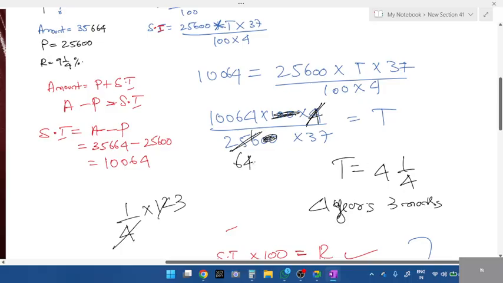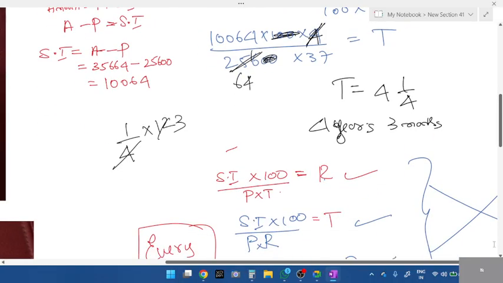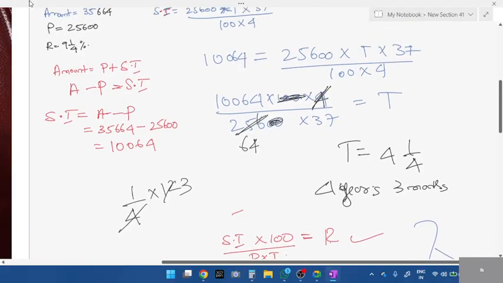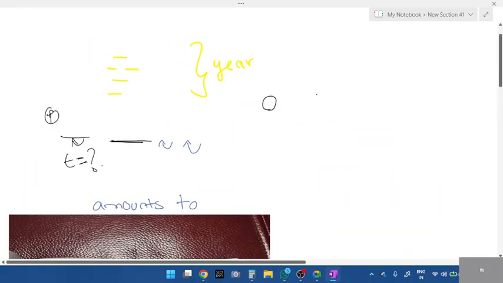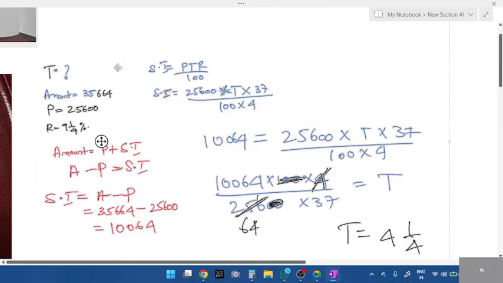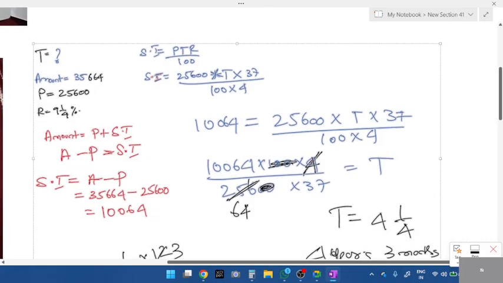Calculate this later. 4 1 by 4. You keep reducing it. It takes a lot of time. We'll move on to the next one, students. Shall we try the next one? Did all of you understand how to solve when amount and principal are given? Okay. Now once again, look here.